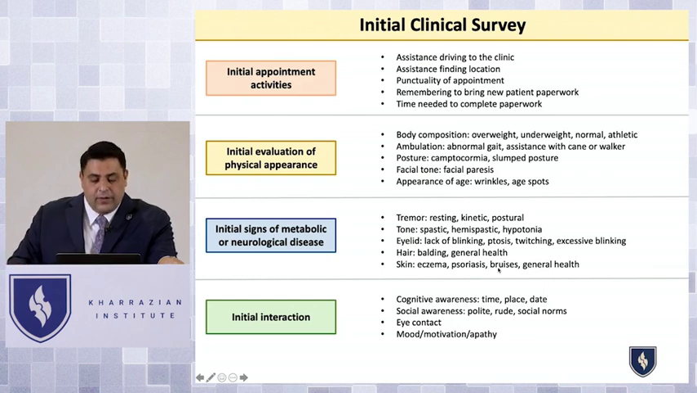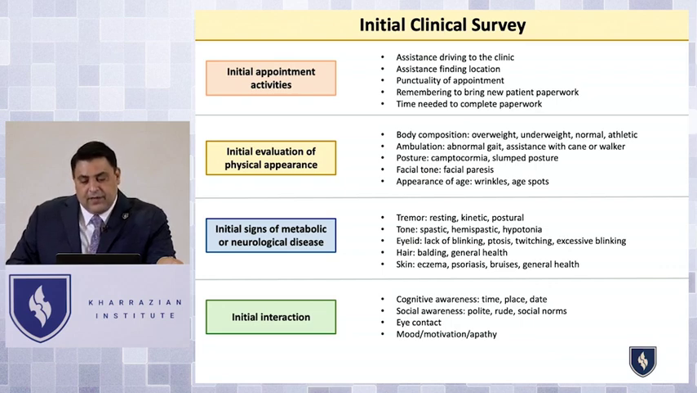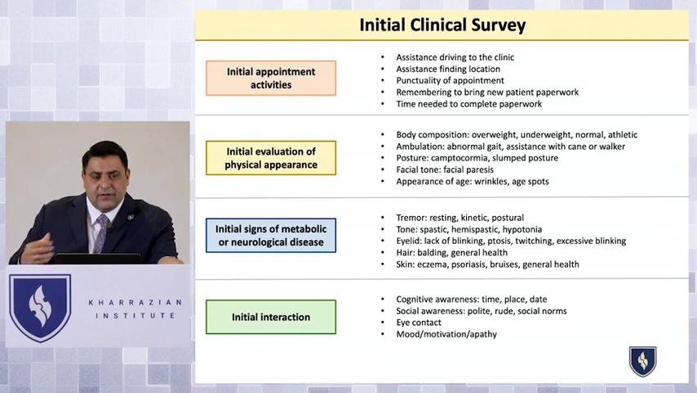And the initial interaction: are they cognitively aware to where they are? Are they socially aware? Are they polite? Are they rude? Do they follow social norms? Do they give you eye contact? Are they motivated? What's their mood? Do they have apathy? So that's all part of your initial survey to just get an idea of what's going on with factors that can impact their brain function. So that's all related to your initial clinical survey.